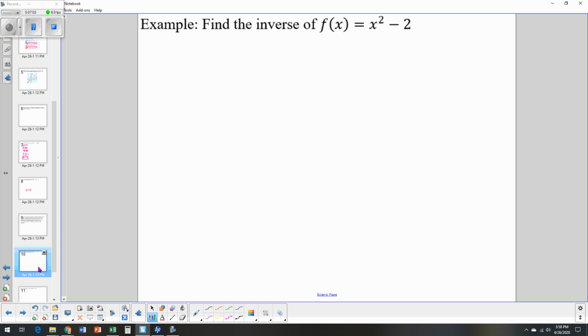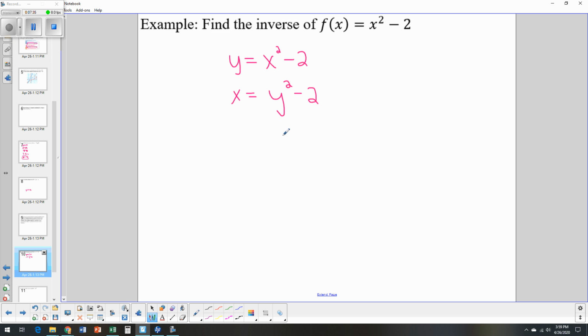So we're going to find the inverse of f of x equals x squared minus 2. Right? We don't care whether or not the inverse is a function or not. We're just going to find its inverse. So first, again, I'm going to rewrite it with a y. So we have y equals x squared minus 2. I'm going to switch the letters. So now it's x equals y squared minus 2.